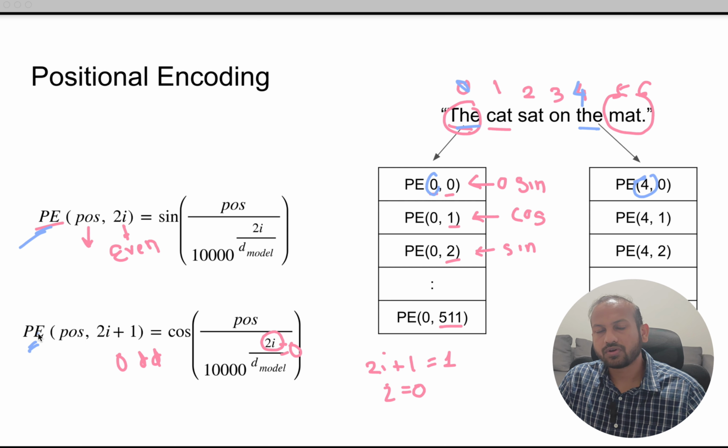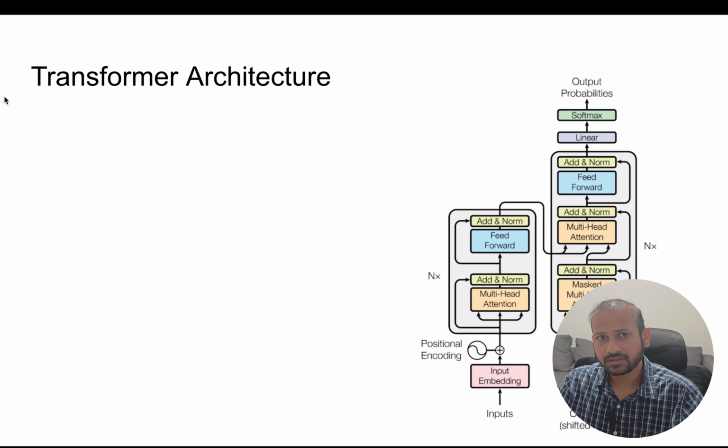Okay, so that's all for positional encoding. So as we discussed earlier, the input embedding output is added with the positional encoding vector, and this addition is then fed as input to the multi-head attention network. Now, before learning about multi-head attention, we will first talk about self-attention, and that we will do in our next video.